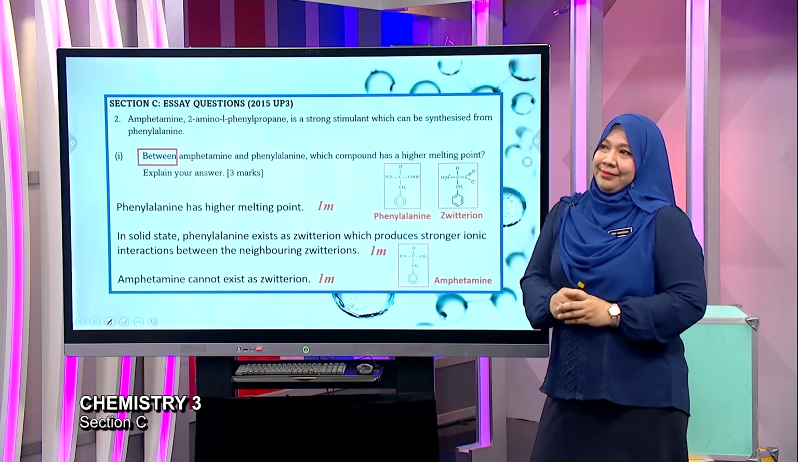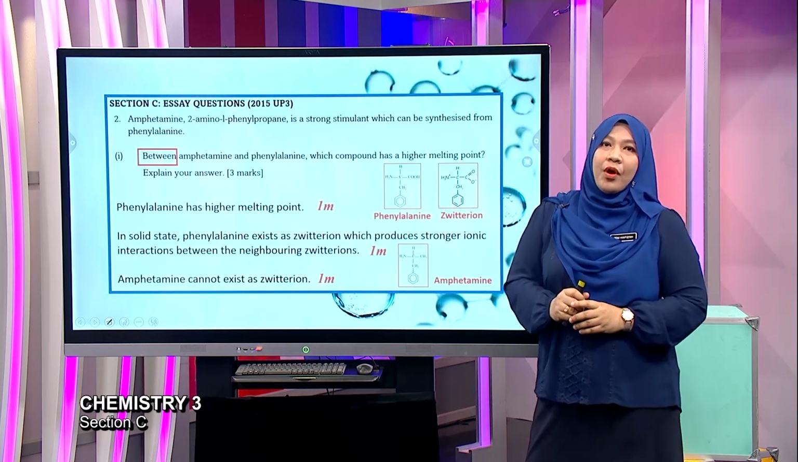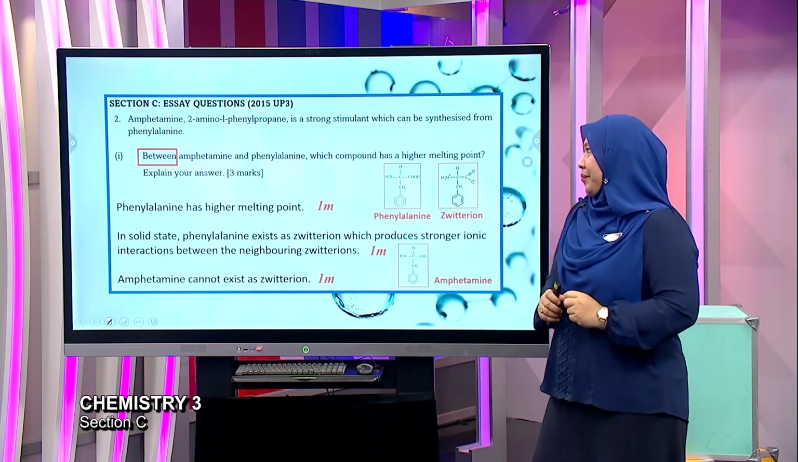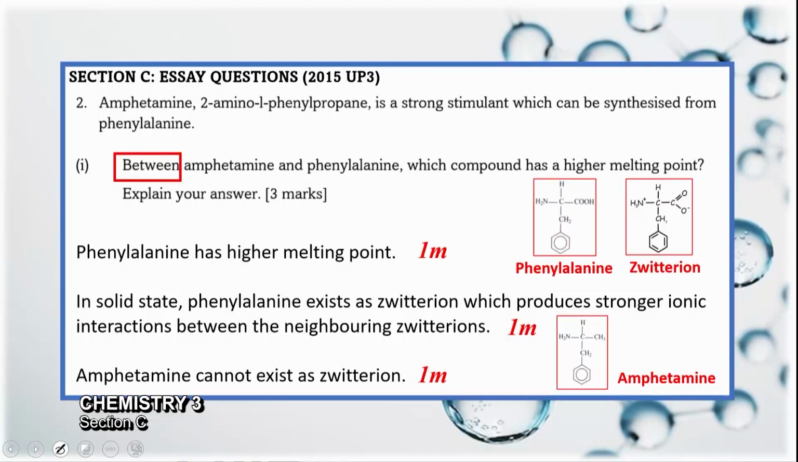Moving on. This is the next question from 2015 repeat semester 3. Amphetamine, 2-amino-1-phenylpropane, is a strong stimulant which can be synthesized from phenylalanine. Between amphetamine and phenylalanine, which compound has a higher melting point? Explain your answer, 3 marks.